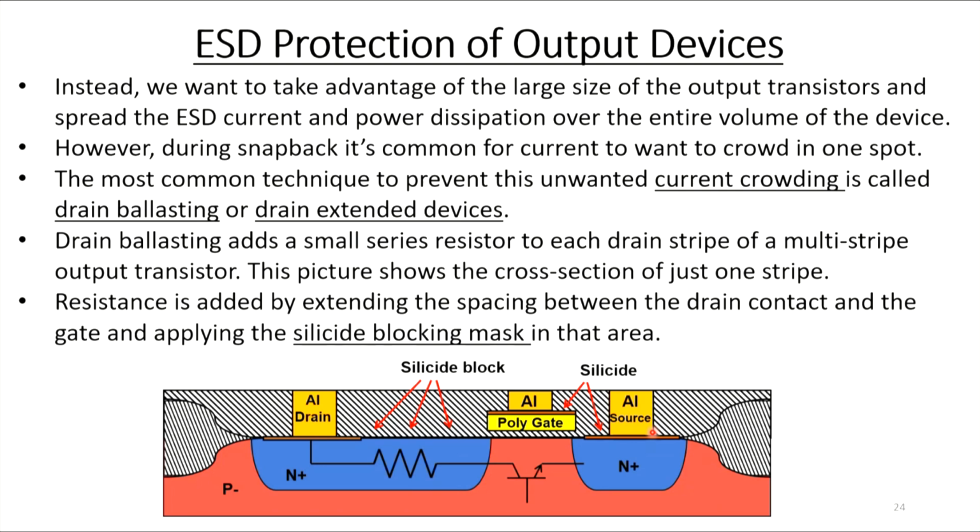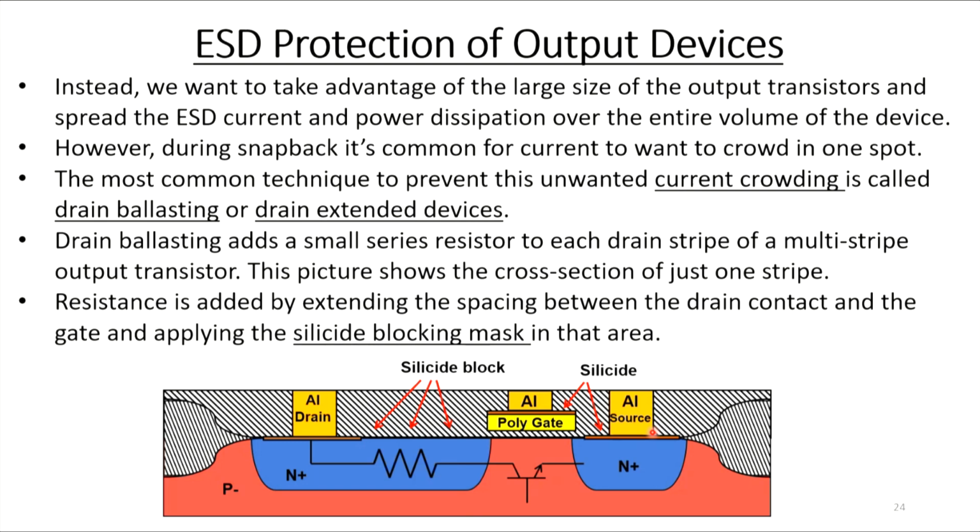However, during snapback, it's common for current to want to crowd in one spot, and that's because we're talking bipolar transistors here. If a bipolar transistor starts heating up, its beta goes up. So let's say one bipolar transistor starts hogging all the current. Its beta goes up, and it says, hey, give me more current. More current goes there, it heats up more, and it says, hey, give me more current again. So you get this positive feedback where all the current wants to crowd in one spot, and that's going to end up destroying the device unless we do something about it.